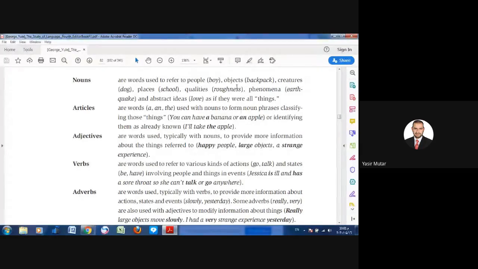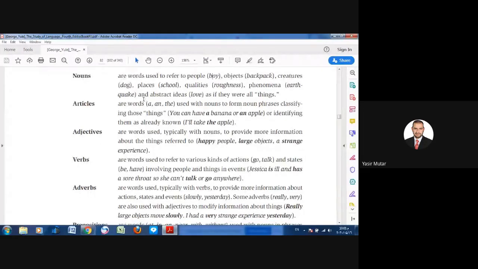So all these are things. Nouns are words used to refer to things. Objects, creatures, places, qualities, phenomena, and also abstract ideas. All these are things. So nouns are words that refer to things.